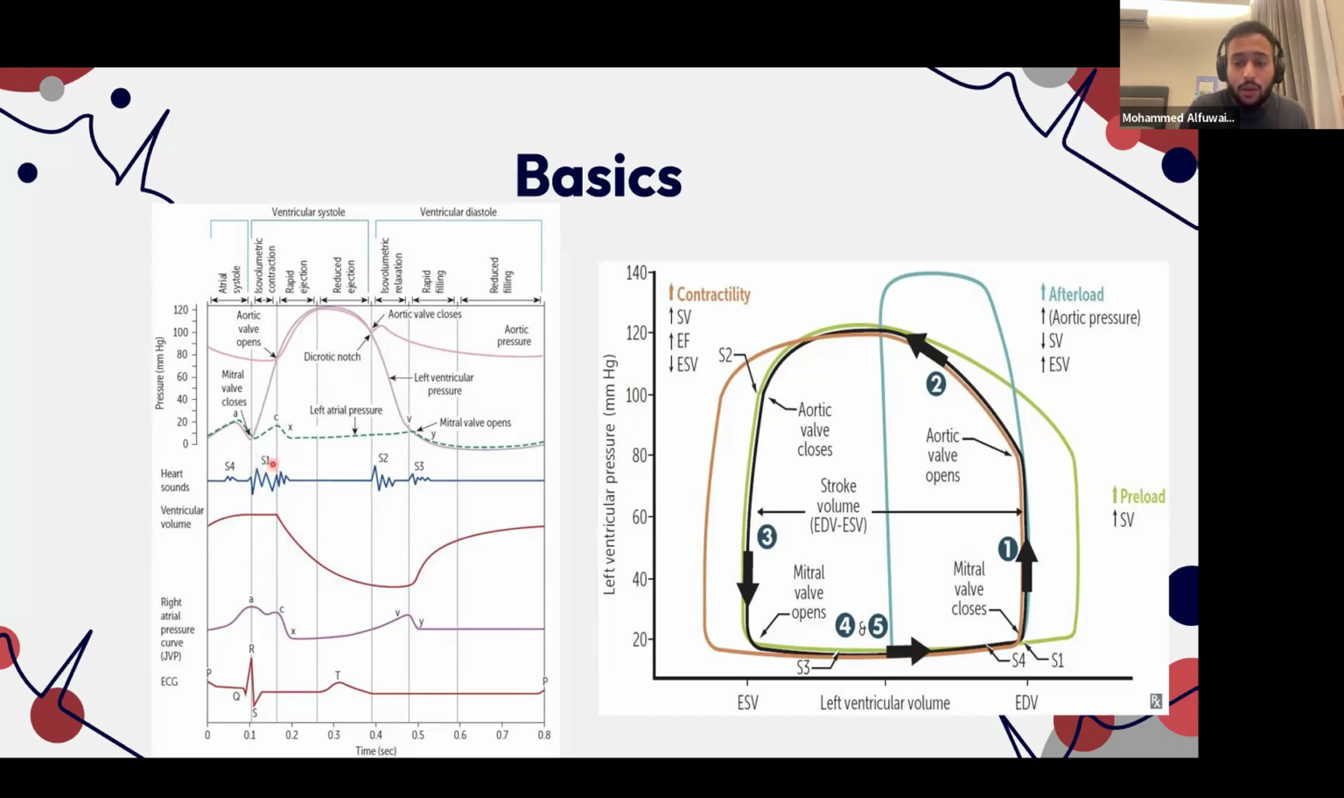An important thing is S1 is associated with mitral and tricuspid valve closing. S2 is the aortic and pulmonic valve. Between S1 and S2 is systole, S2 to S1 is diastole.